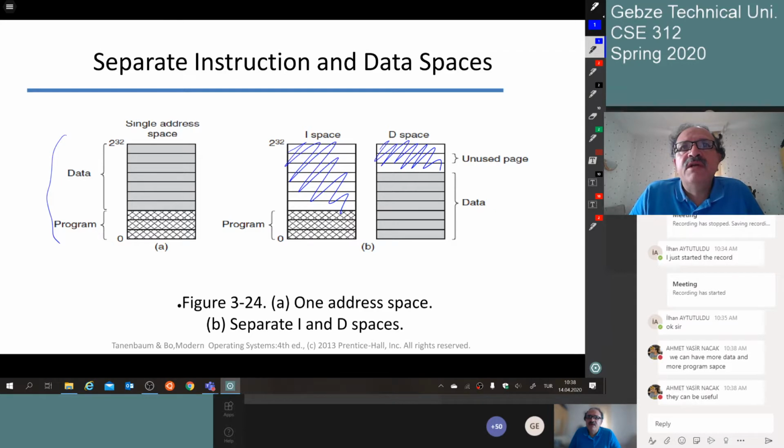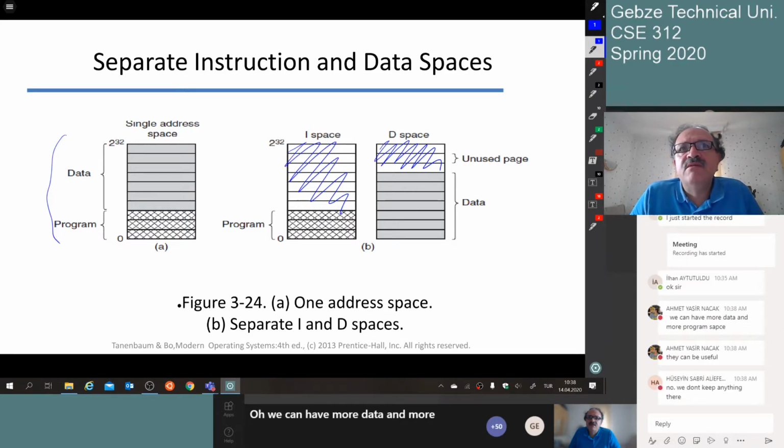We can have more data and more program space. They can be useful. No, we don't keep. What, Hussein? What do you mean by that? No, we don't keep anything there. Well, if you don't keep anything, that means wasting, right? No, we don't waste. What do you mean you don't waste? Because we only use the instruction and data parts. Spaces that are not there are not wasted.